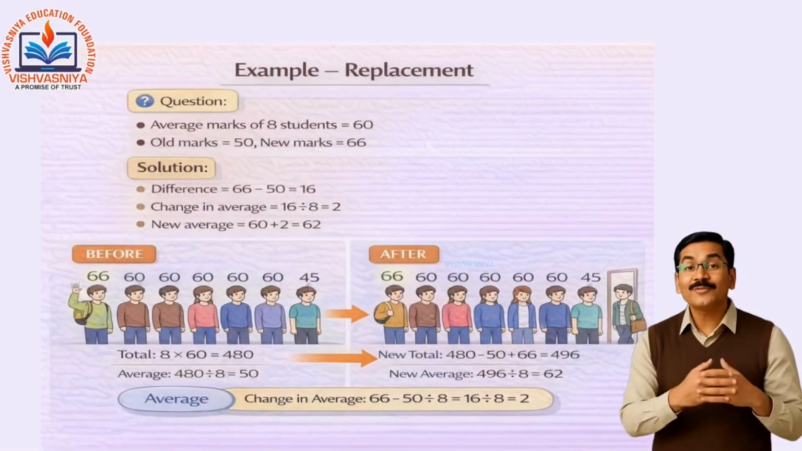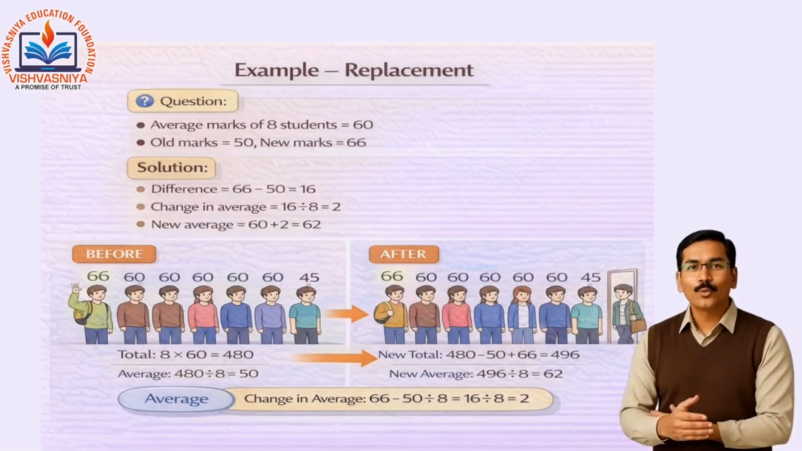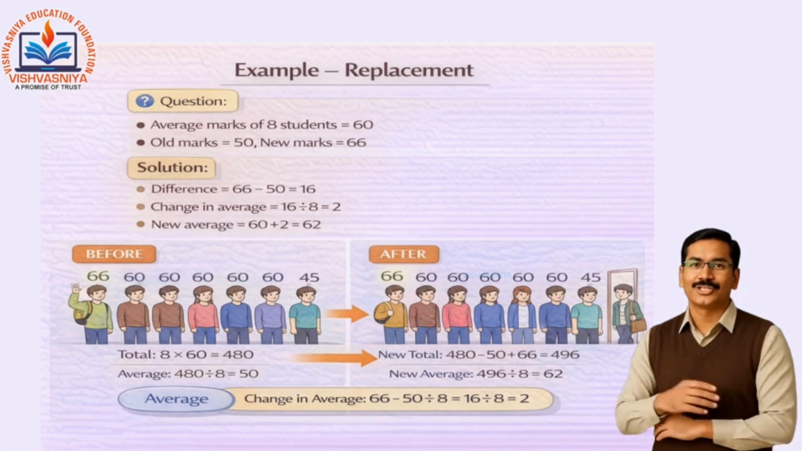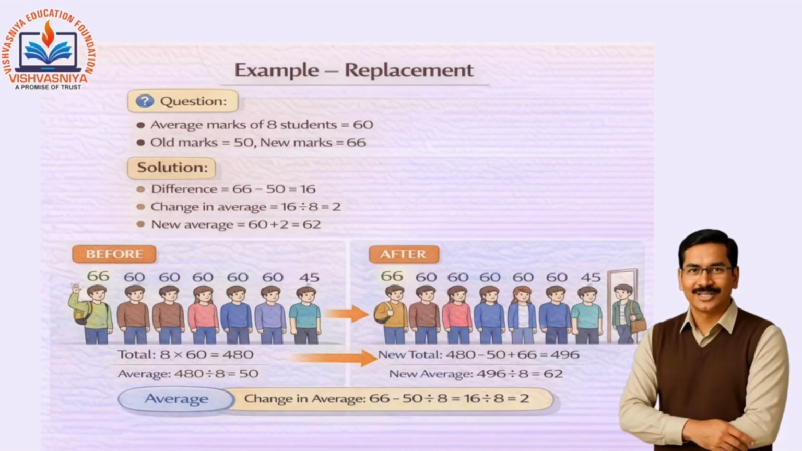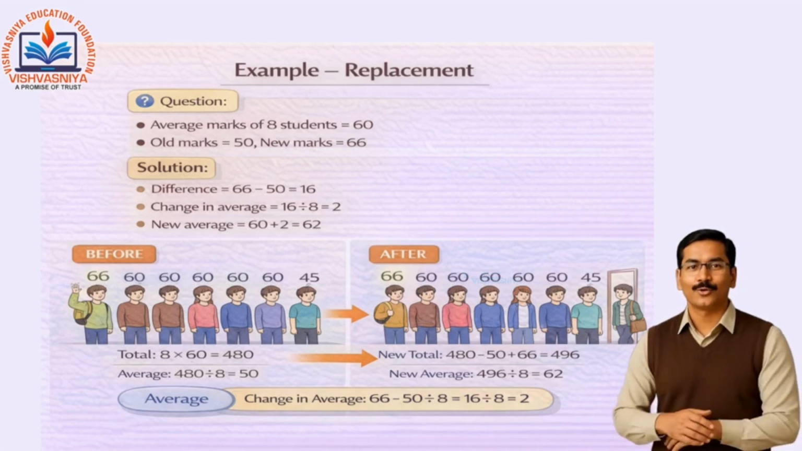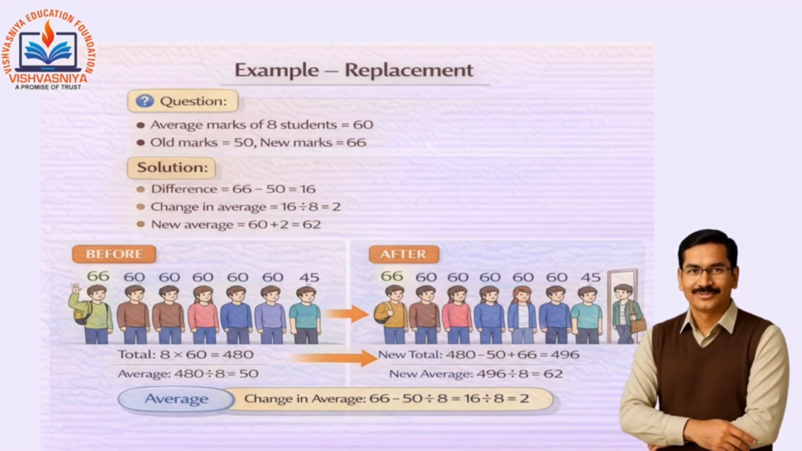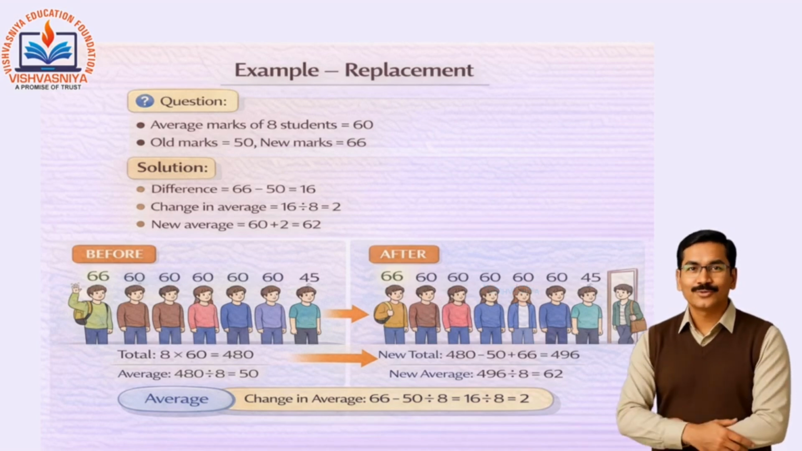The average marks of 8 students are 60. One student who scored 50 marks is replaced by another student who scored 66 marks. The change in marks is 66 minus 50, which is 16. Now divide 16 by 8. The change in average becomes 2. So, the new average marks become 60 plus 2, which is 62.